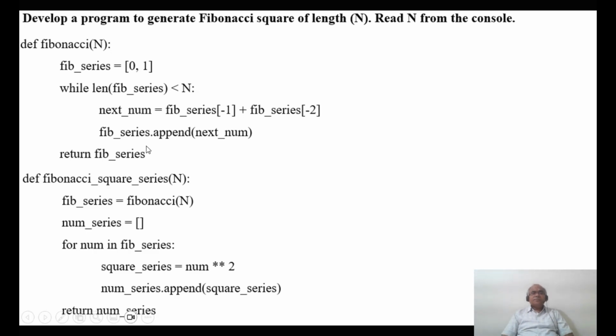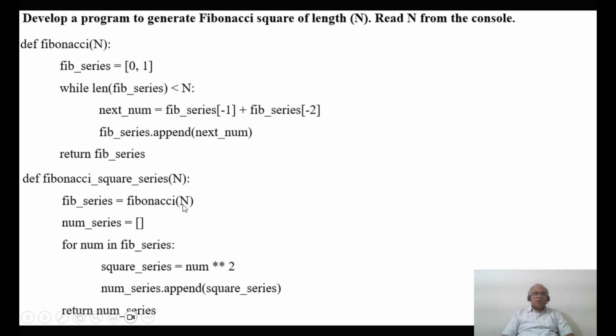Now once you get that, what I need to do is take the individual Fibonacci series number and square it. So again, repeat the same principle. Definition: Fibonacci square series of n number. So we are calling Fibonacci n. That means first I need the Fibonacci series, which is equal to Fibonacci n.